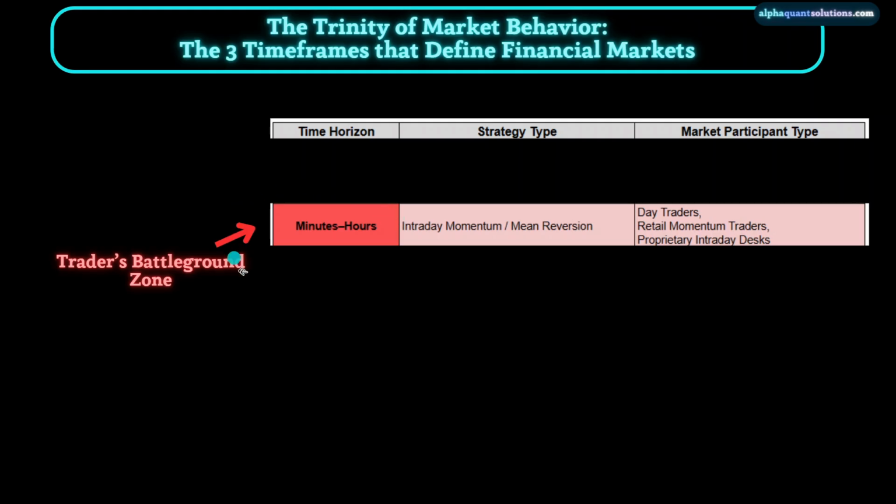Moving to the next row. So now we are dealing with strategies in terms of time horizon from a few minutes to a few hours. And this is where active day traders, retail momentum traders, and also sophisticated proprietary intraday desks operate. This is a highly competitive environment, and the goal is here either to catch directional moves or sharp reversals, so mean reversion strategies, and both to do that within the same trading day.